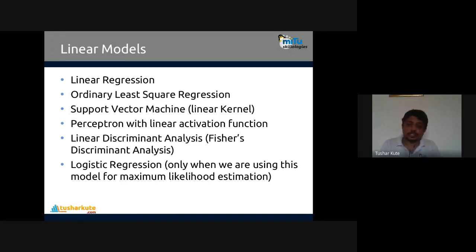Support vector machine with a linear kernel. Then perceptron with a linear activation function is also one of the linear models. Then linear discriminant analysis, that is Fisher's discriminant analysis. Logistic regression is used when we are using this model for maximum likelihood estimation. Linear regression, that is bivariate regression and multivariate regression, are also part of linear models.